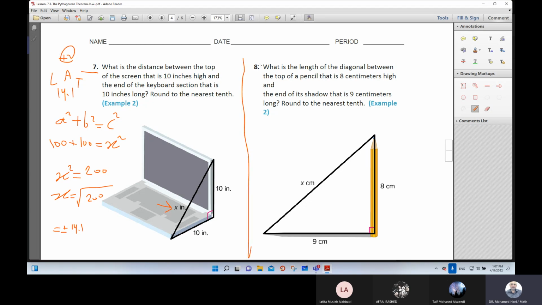Now number 8, please try to find the x, please. Then tell me what is your answer. Start, please.